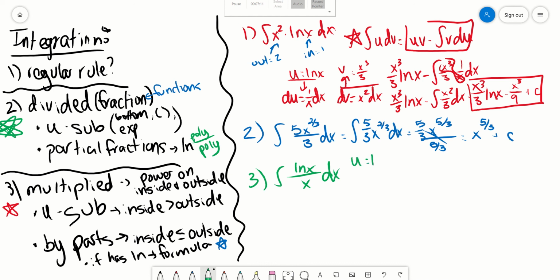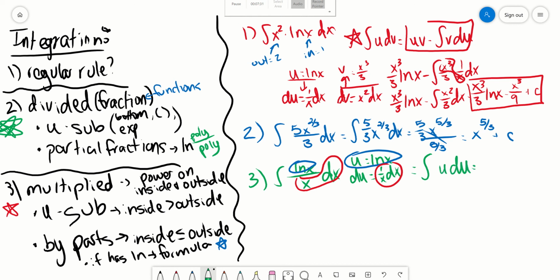But if we do u as ln of x, that means du is 1 over x dx. So ln of x is u, 1 over x dx is du. So when you rewrite this integral, it's just going to be u du, which is a power rule thing. So u squared over 2, we plug back in our u, and then we need the plus c at the end.